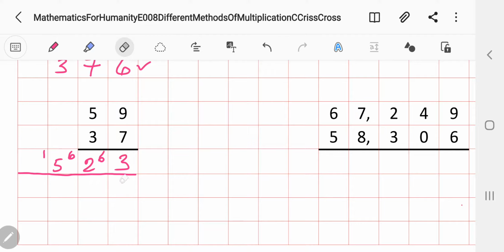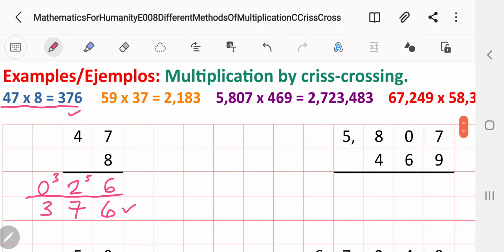We now bring down the numbers here. So 3 would be here, and then 6 plus 2 would be 8, and then 5 plus 6 would be 11, so you have to put 1 here, and then you have to carry 1 here. 1 plus 1 would be 2, and so that's 2183. That's just this one, so that's correct there.